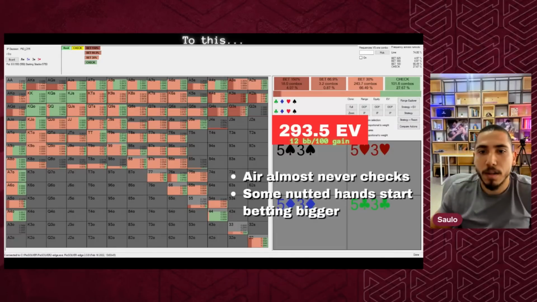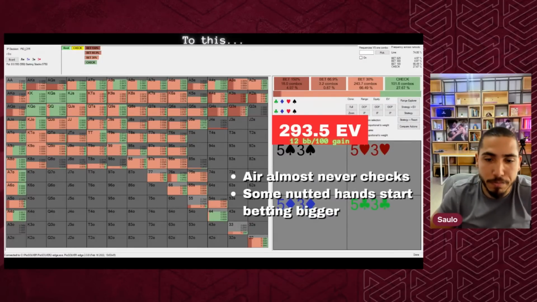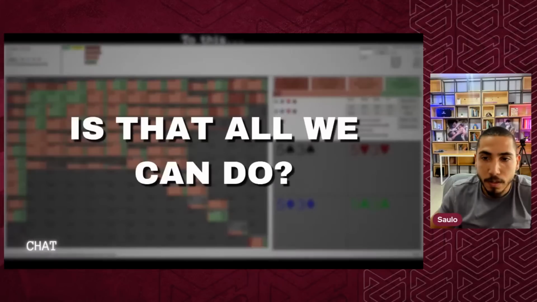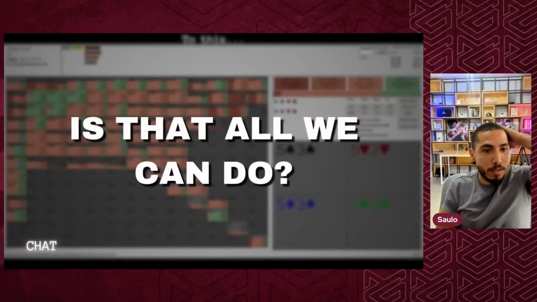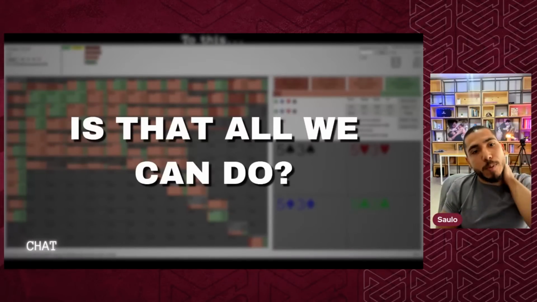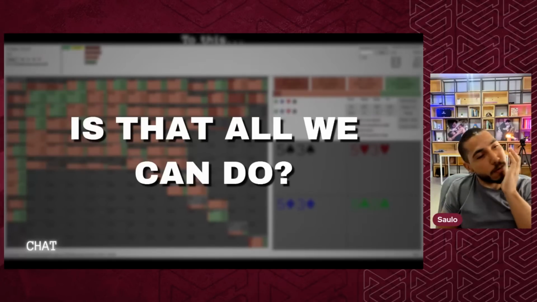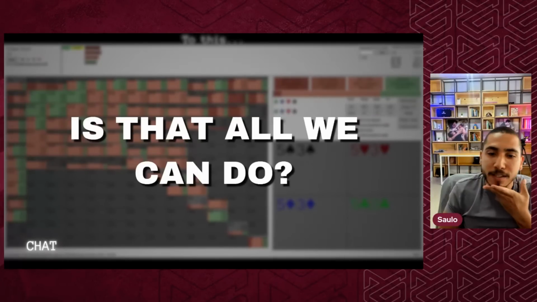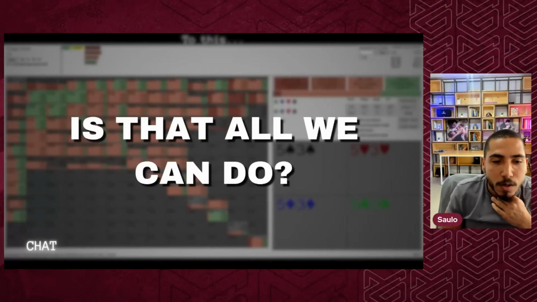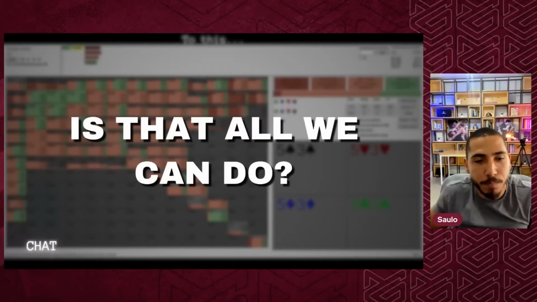So this is the typical process you would use to improve your strategy in a particular node. You gather GTO information, you gather population information, you build a model, you see the model, and you apply the counter strategy. Now, is that all we can do? Is that all we can do to exploit someone overfolding to the lazy bets like we saw here? Or is there something else we can do?